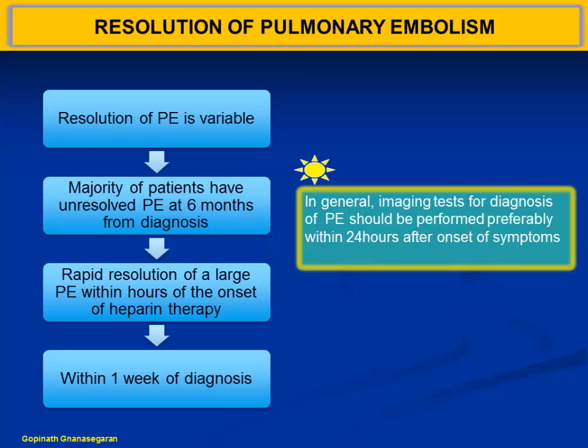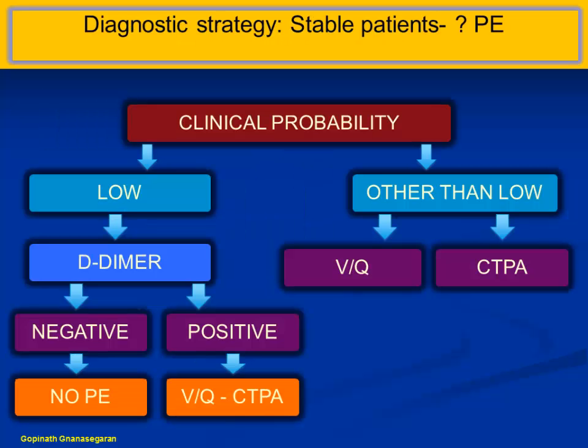Resolution of pulmonary embolism is variable. Majority of the patients will have resolved or unresolved PE at 6 months from diagnosis. Rapid resolution of PE occurs when you treat them appropriately and adequately. And within 1 week, most of them respond to treatment and most of the PEs get resolved. In general, imaging tests should be done as soon as possible, in fact, preferably within 24 hours of onset of symptoms, especially nuclear medicine scans.